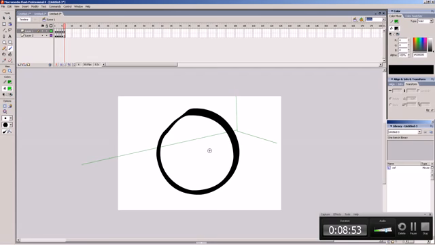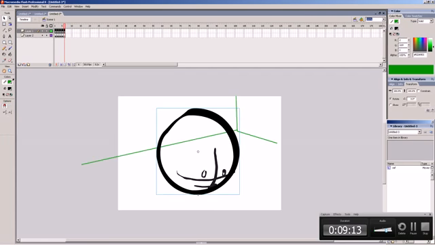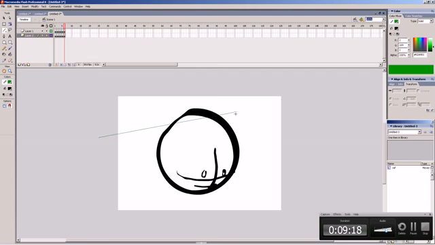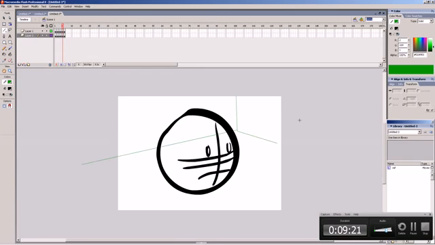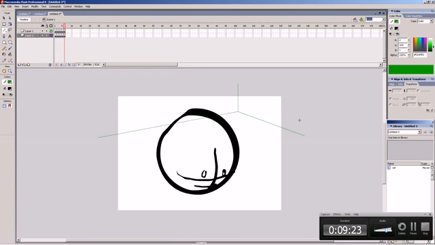So let's say I want my angle like this. What I would do is, since my line's like this, I'd have it go up, and essentially just like that. Good enough.